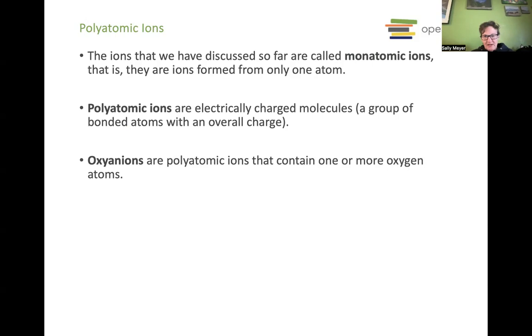Oxyanions are polyatomic ions that contain 1 or more oxygen atoms. So they're just a special class of polyatomic ions.